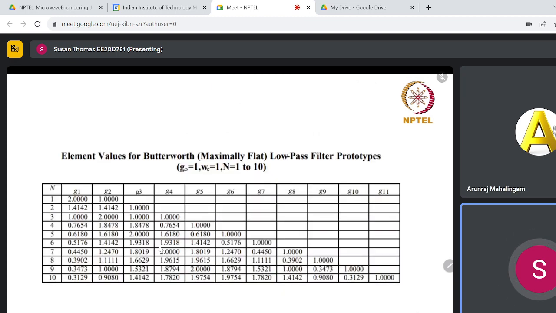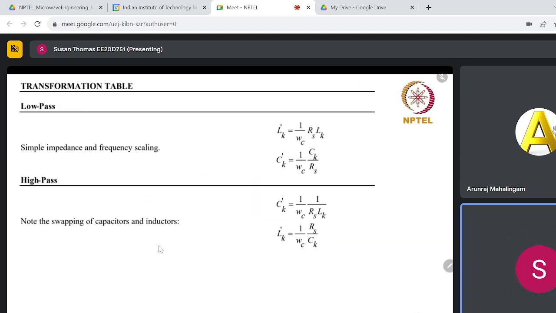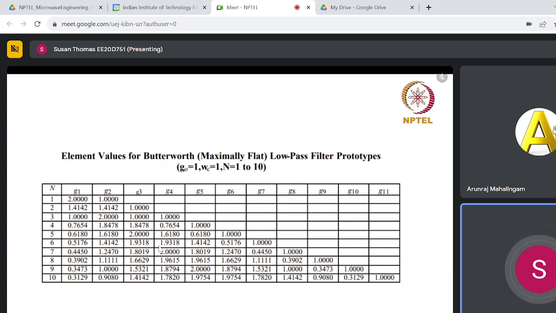Now the other thing I wanted to talk about was this, based on the order of the filter. See, look at this table. This is specifically for a Butterworth filter, maximally flat. That is one of the characteristics of a Butterworth filter. Low pass filter prototypes with G naught equal to 1. So in this, order from 1 to 10.